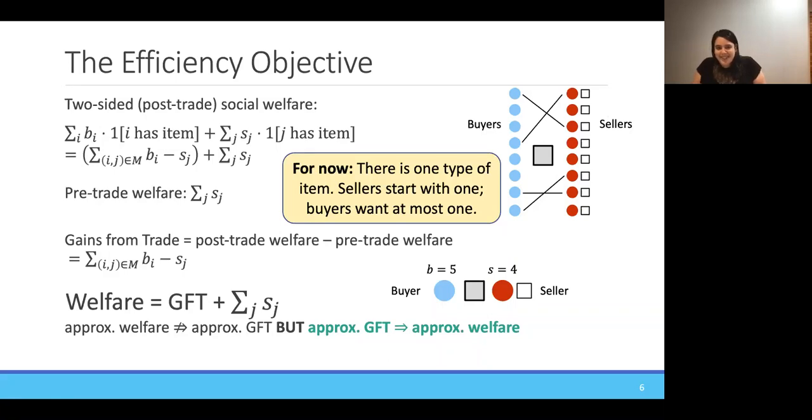Anybody? We should trade. Thank you. So what is the welfare if we trade? 5, thank you. And what is the gains from trade if we trade? 1. And what is the welfare if we don't trade? 4. And what is the gains from trade if we don't trade? 0. That's right. So for example, we have a great approximation to welfare if we don't trade, 4 compared to 5. But if we don't trade, we get 0 gains from trade, which is no approximation at all.